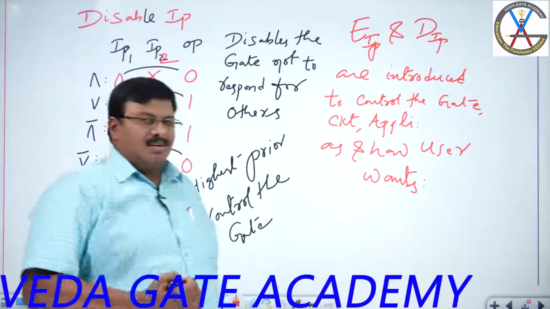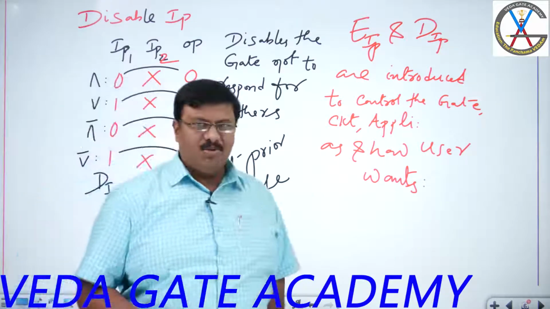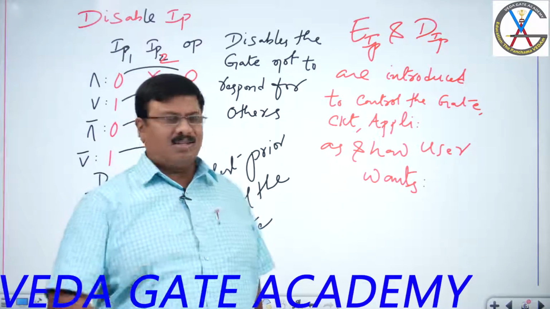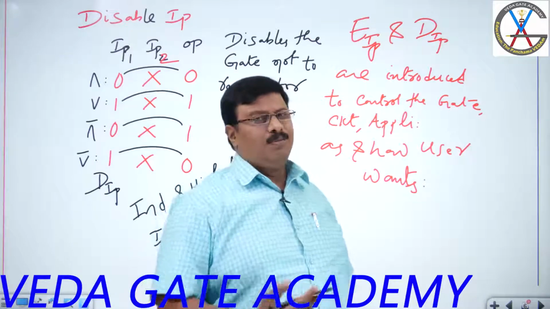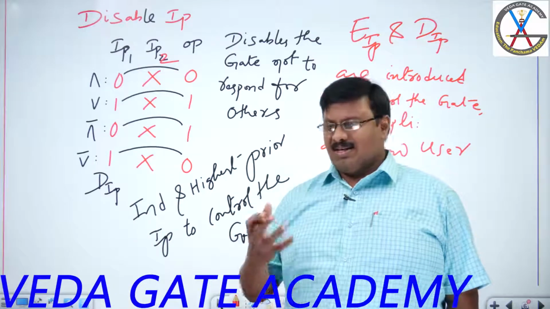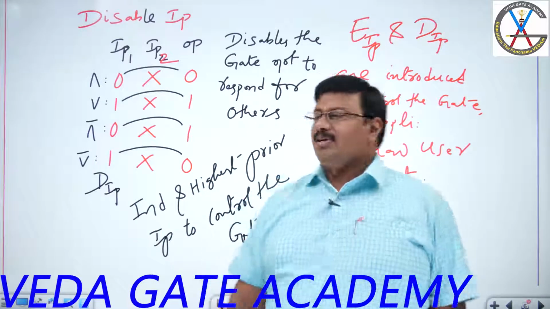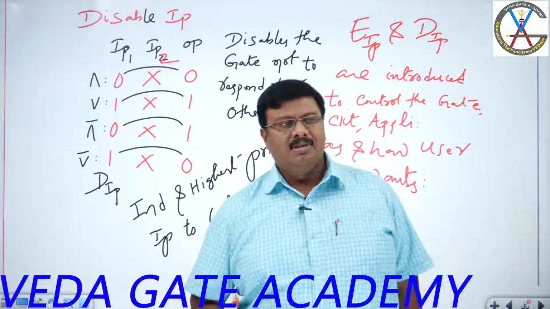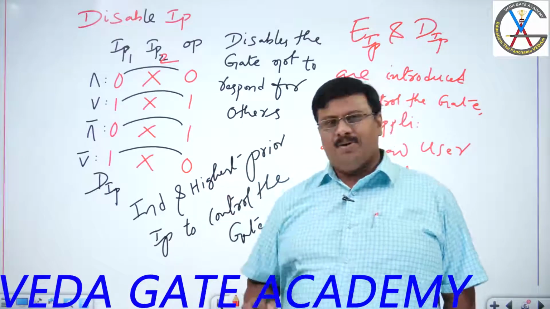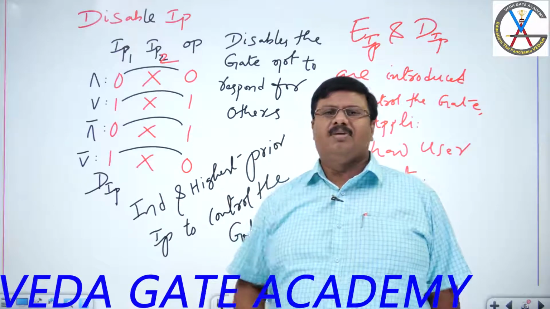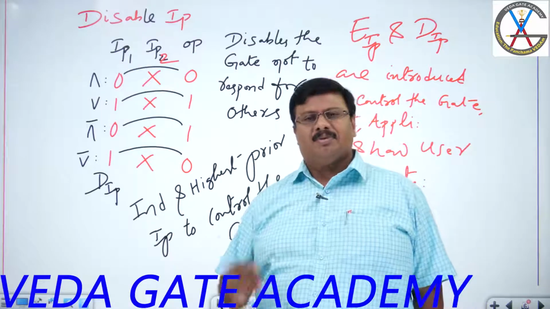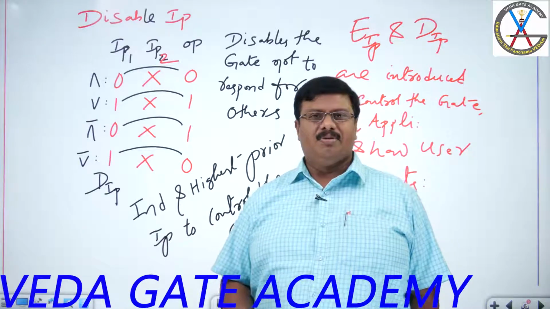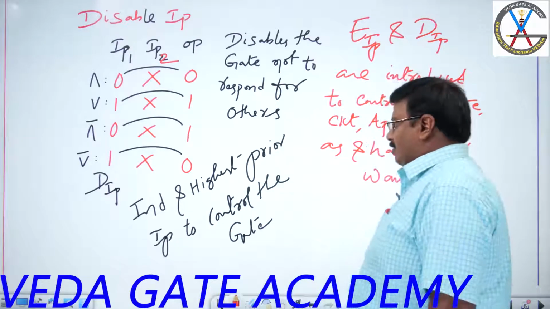So tell me this. Enable and disable inputs are introduced to control the gate, in terms of the circuit, in terms of the application, as and how the user wants. So to take control of logic gate, logic circuit, logic application, we have taken enable and disable inputs. If enable input is coming to the picture, it is allowing others to come to the output. If disable input is coming to the picture, it is not allowing others to come to the output. That's how the distinction is made between them. Good.